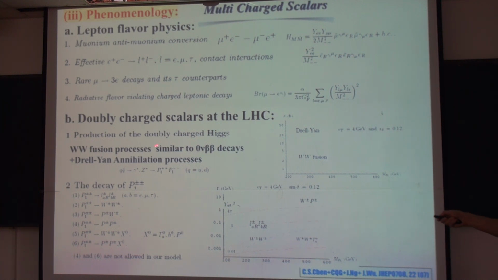Okay. So this is a production, and also the doublet charged scalars decay, and there are many channels. There are basically 6 channels, but 4 and 6 are not allowed in our models, and there are predictions of the decay rate in terms of the doublet charge mass.